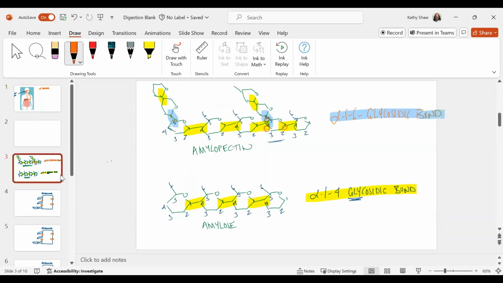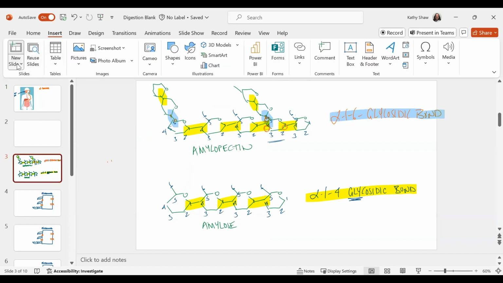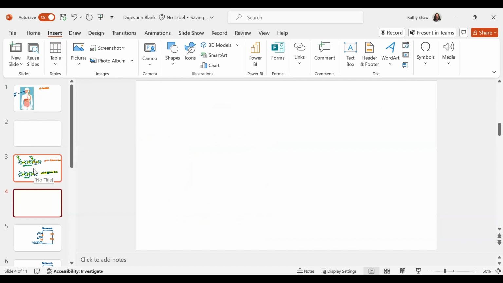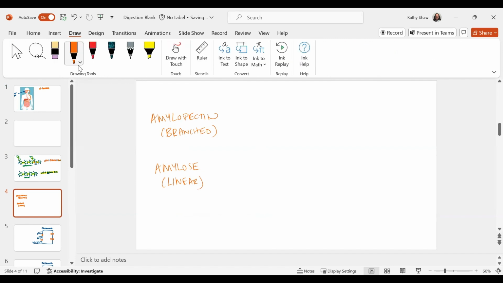So we've got these two molecules, and I'm going to put another slide in just to have room to work, and we'll keep doing that. I have amylopectin, remember, the branched molecule. I have amylose, my linear molecule. I have salivary amylase working on these.